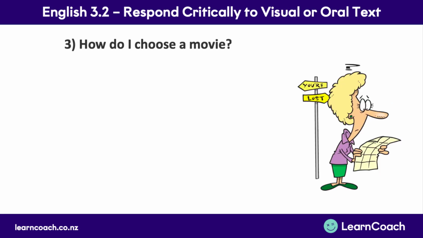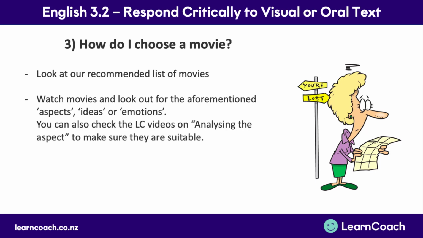So how do you choose a movie? Well, there's a few tips that we've come up with, and if you follow these, you should be able to choose an appropriate movie to write about. First off, you could look at our recommended list of movies. These are movies that are tried and true, and we know these have the ability to get top marks in English. You can also watch a bunch of movies and look out for the aspects, ideas, or emotions which arise from that movie. You can have a look at the following LearnCoach videos on analysing the aspect to make sure that the aspect is suitable to write about.